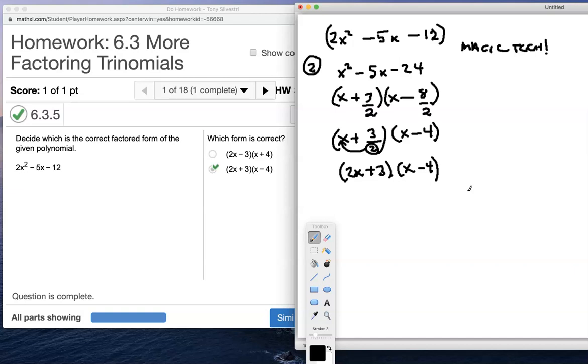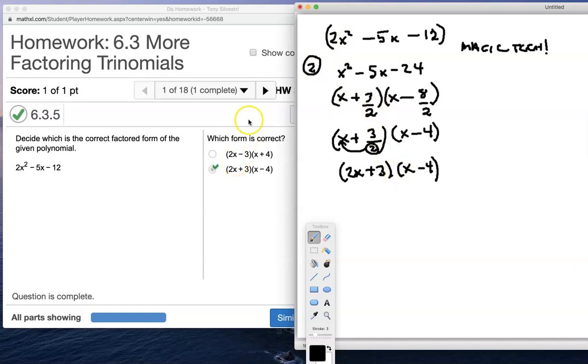Again, I'm calling this the magic number technique. It's not the official math term that they use in textbooks, but it describes how you can factor this. Because it's kind of magic in the way that this number that's in front of the x squared, this number 2, gets involved in all these steps.